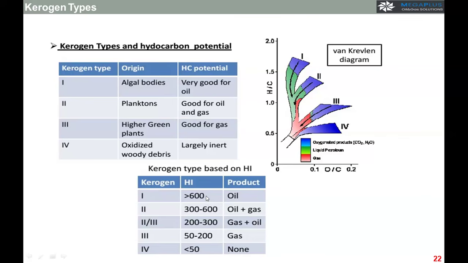This data is coming from geochemical analysis. For type 1, it should be higher than 600, producing oil. From 600 to 300 is oil and gas. Here this is gas and oil. And finally, at 50, none. There is no product from kerogen type 4.